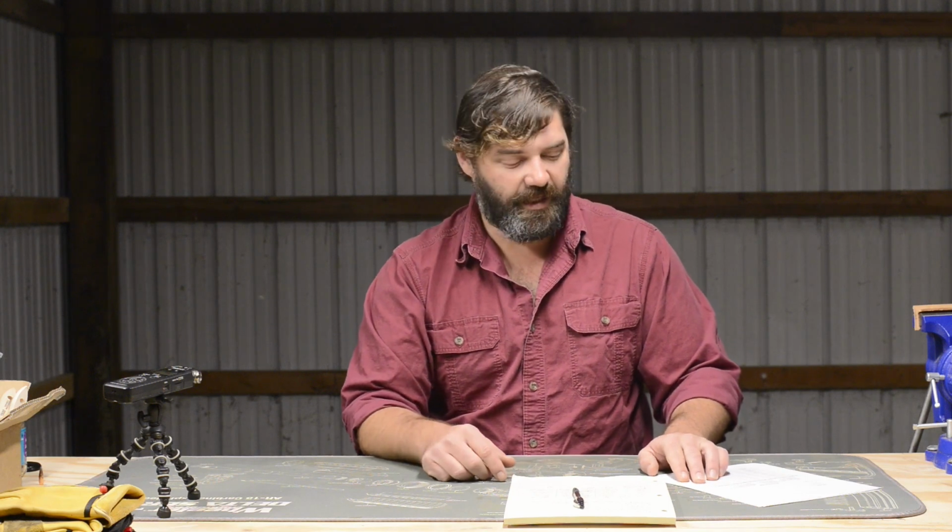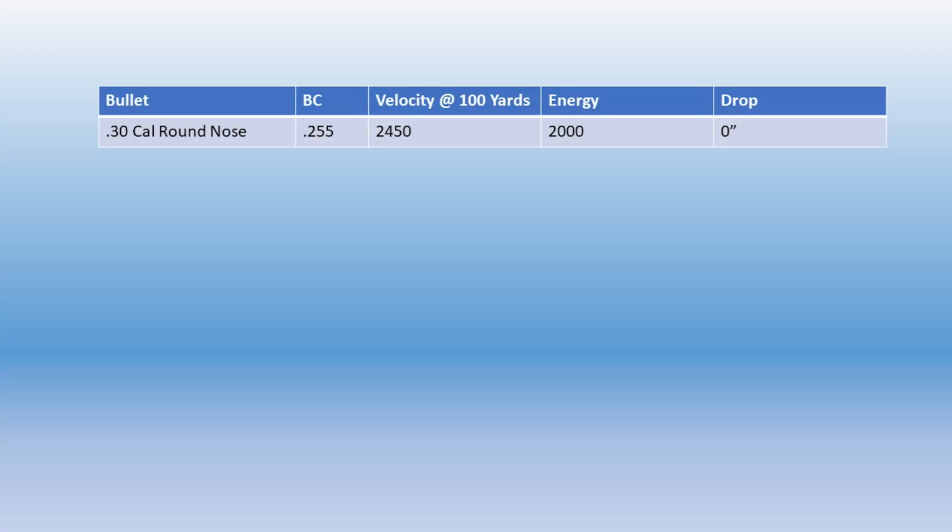So back to our first example, a 30-06 Springfield 150 grain round nose, with a ballistic coefficient of 0.255. As soon as we fire this bullet, it starts immediately slowing down because of aerodynamic drag. We left the muzzle at 2,800 feet per second. At 100 yards, we arrive at the target at 2,450 feet per second with 2,000 foot-pounds of energy. So we'll go through our other contestants real quick and see how they stack up at zero range.